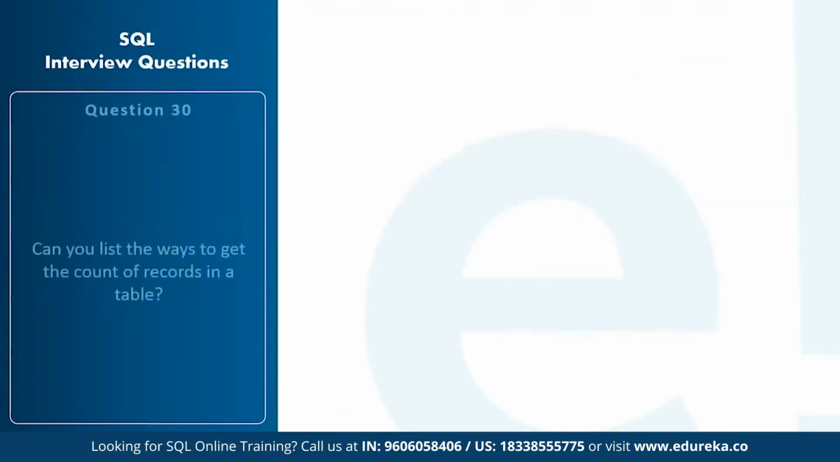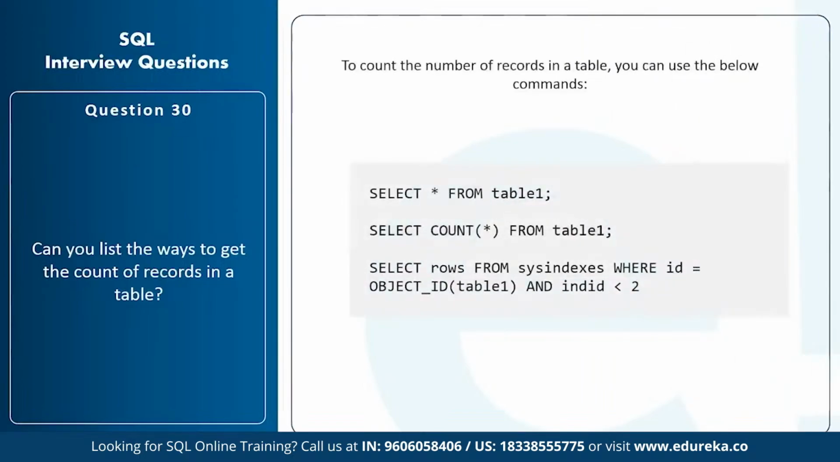Now let's move forward to our next question, that is, can you list the ways to get the count of records in a table? To count the number of records in a table, you can use various kinds of queries. There are mainly three queries that I've mentioned over here, that is select star from table 1. Star means basically select all, right? When you want to select all the rows, all the records from a table, you can use star.